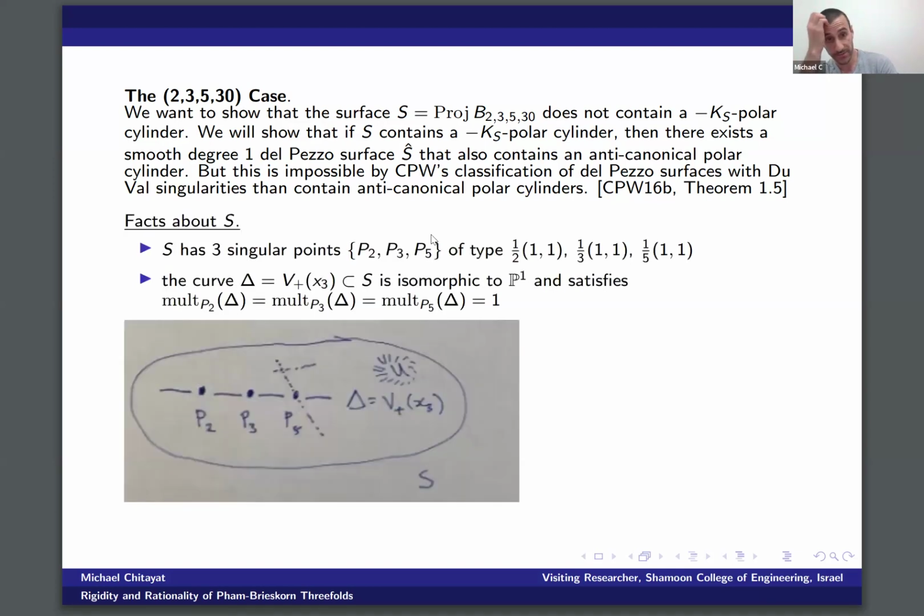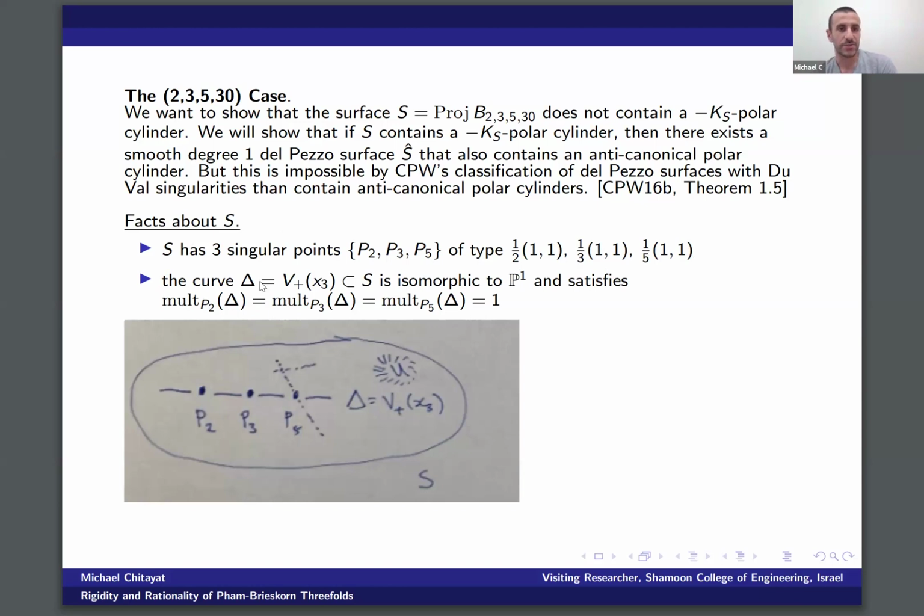So some facts about our surface S. S has 3 singular points, P2, P3, P5, and I label them in this way because they're of type 1/2(1,1), 1/3(1,1), and 1/5(1,1). So these are cyclic quotient singularities, but only the first one is Du Val. These last two are not Du Val.